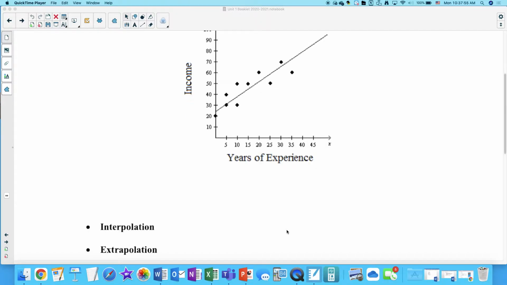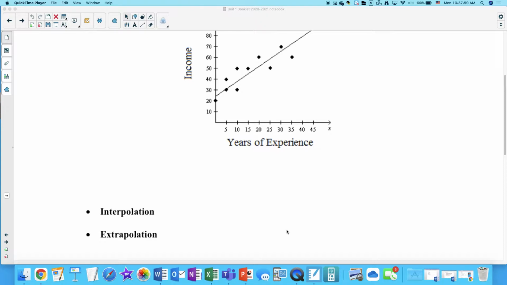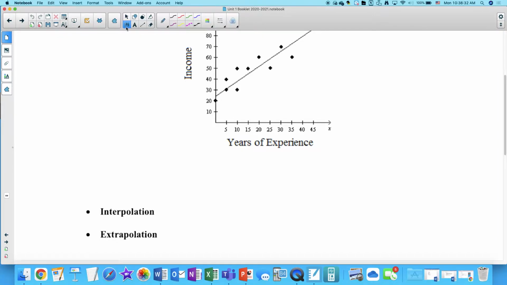Okay? Now, interpolation is essentially when we make a prediction about an unknown data value within the domain of the data. So as an example here, we have years of experience from 0 years to 35 years, our last point. If I wanted to know, for example, how much are you going to get paid with 2 years of experience? We don't actually have a data point there. But if we draw a line of best fit and we say, okay, that's about 2, so it's going to be, let's say this is dollars per hour, maybe $28 per hour.